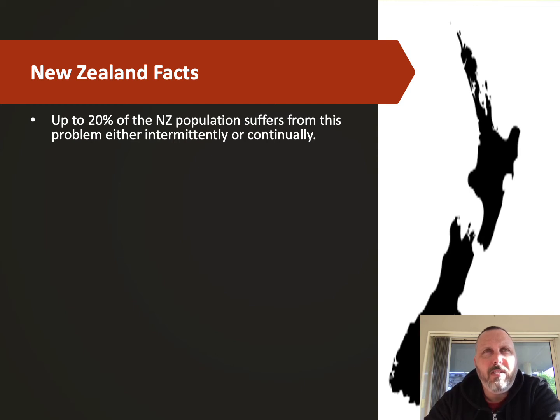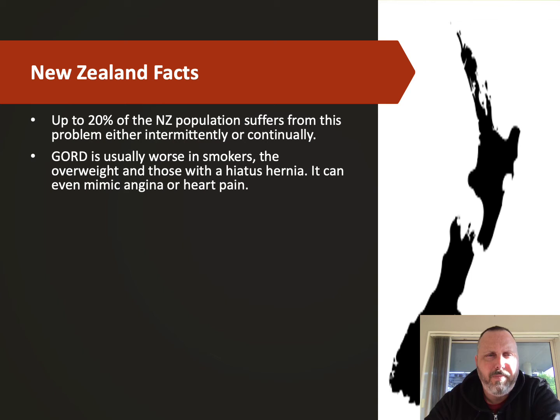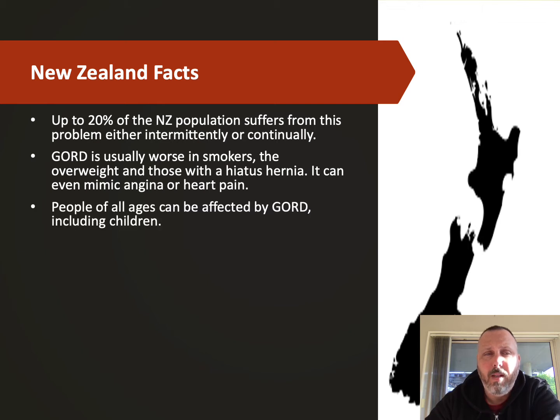If it's intermittent and not on a regular or continual basis, then it wouldn't be considered GORD. But that's something you want to keep an eye on. It's usually worse in smokers, the overweight, and those with a hiatus hernia. It can even mimic angina or heart pain in terms of the symptoms for the sufferer. People of all ages can be affected by it, including children.